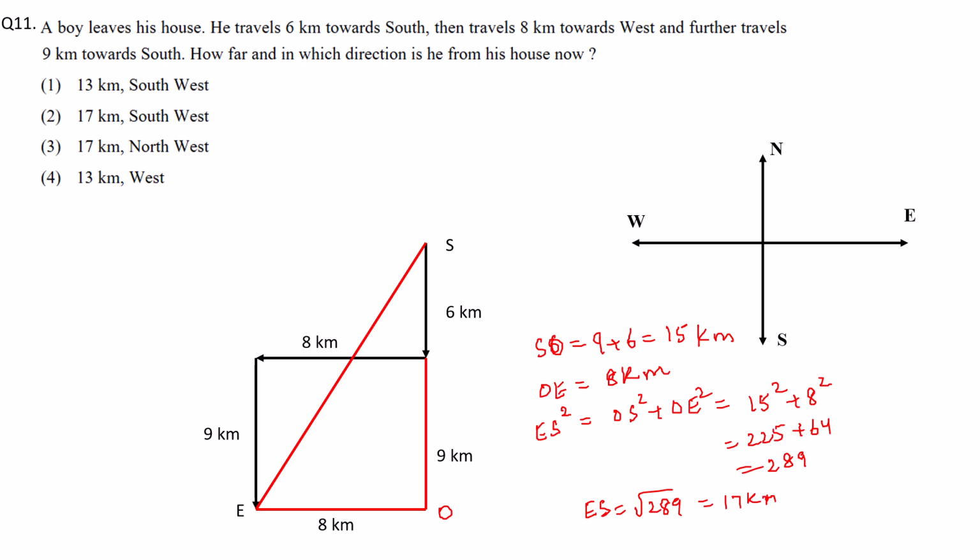Now you can see there are two options which say 17 kilometers. So how will you differentiate? You have to find out the direction also. So you have to find out in which direction he is. From here, this is the house. If I plot the directions, downward is south, this is west, this is east, and this is north. So this diagonal from this point to this point is your southwest direction. So the answer will be the second option. Now moving to the next question.